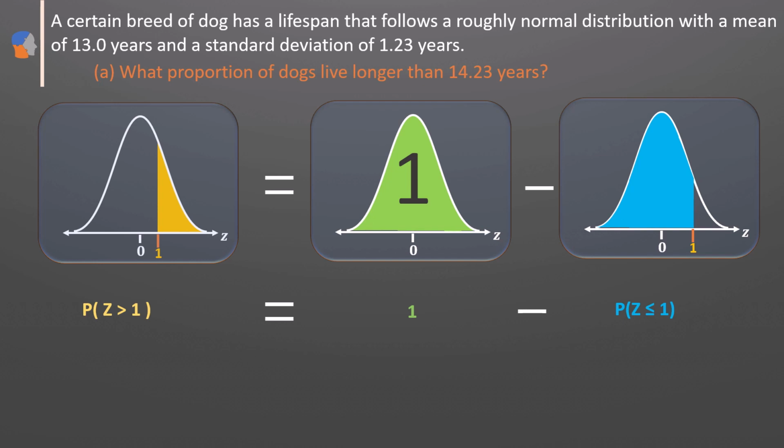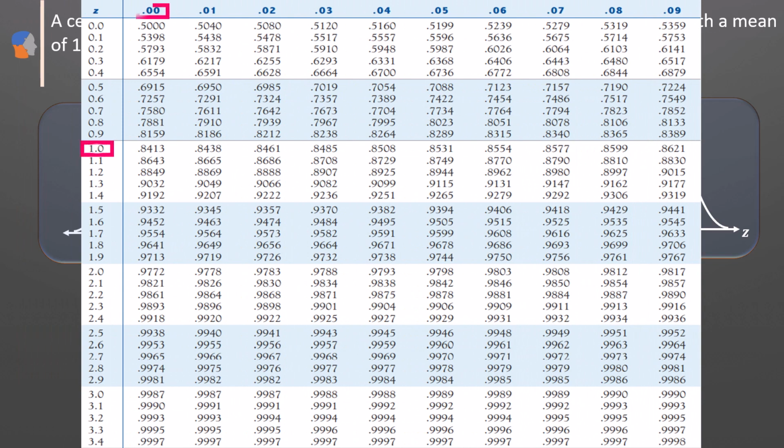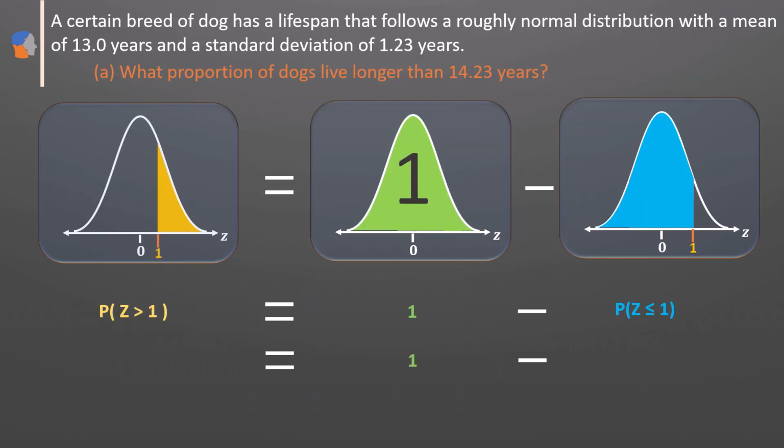Now check two conditions. Do we have z? Yes, we have z. And do we have less than or equal to? Yes, we do have. Therefore, two conditions are satisfied. So, we can use the table. Now, probability z less than or equal to 1 from the table is 0.8413. Then we subtract from 1. The answer is 0.1587. So, this is the answer for part A.